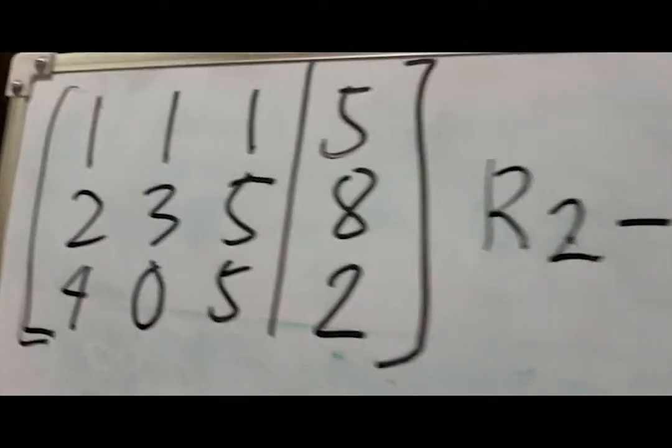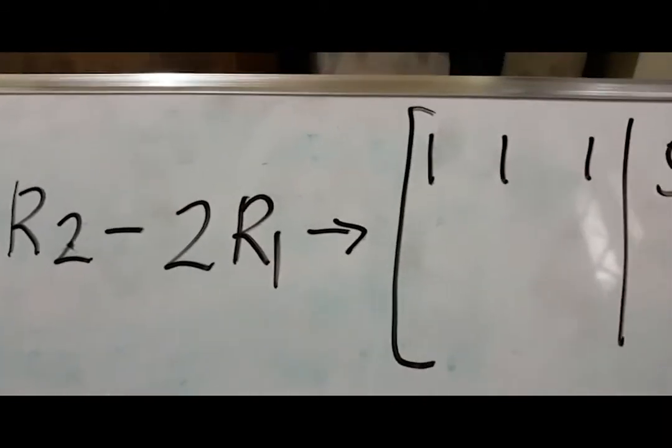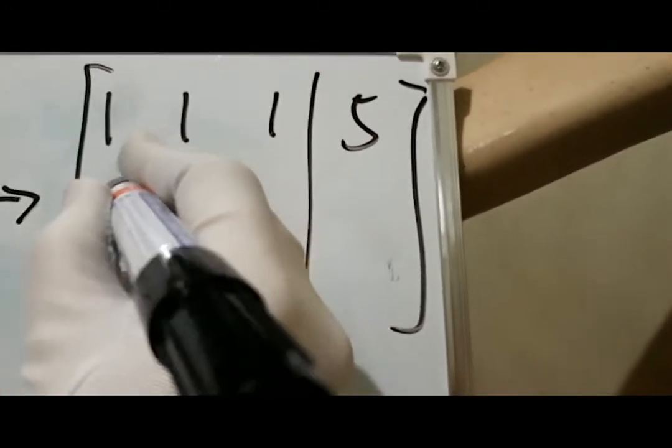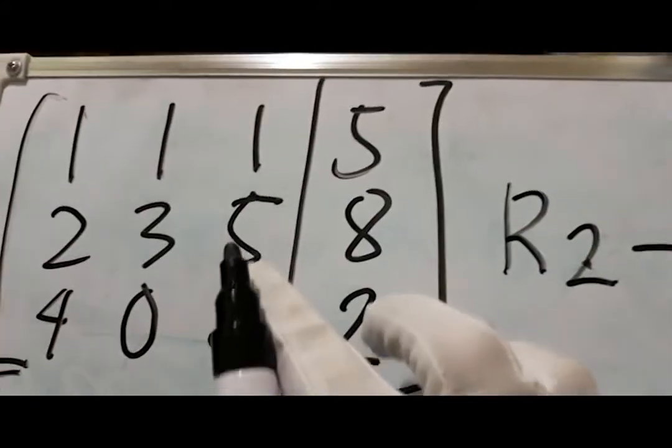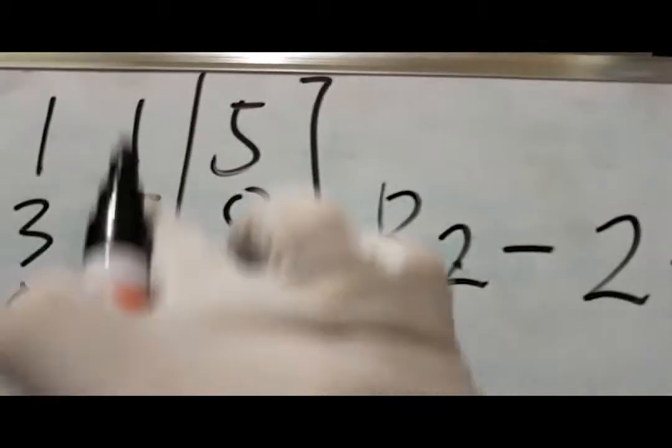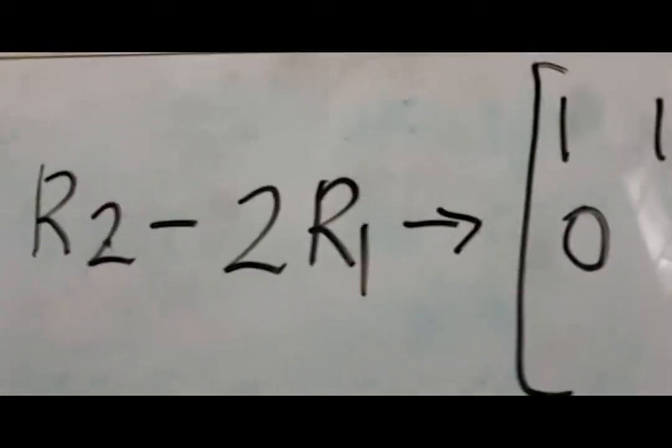And perform this: R2 minus 2R1. 2 minus 2 times 1 is equal to 0. For the second, we have 3 minus 2 times 1, which is 1. Then 5 minus 2 times 1 equals 3. Then 8 minus 2 times 5, which is 10. 2 minus 8 equals negative 2.